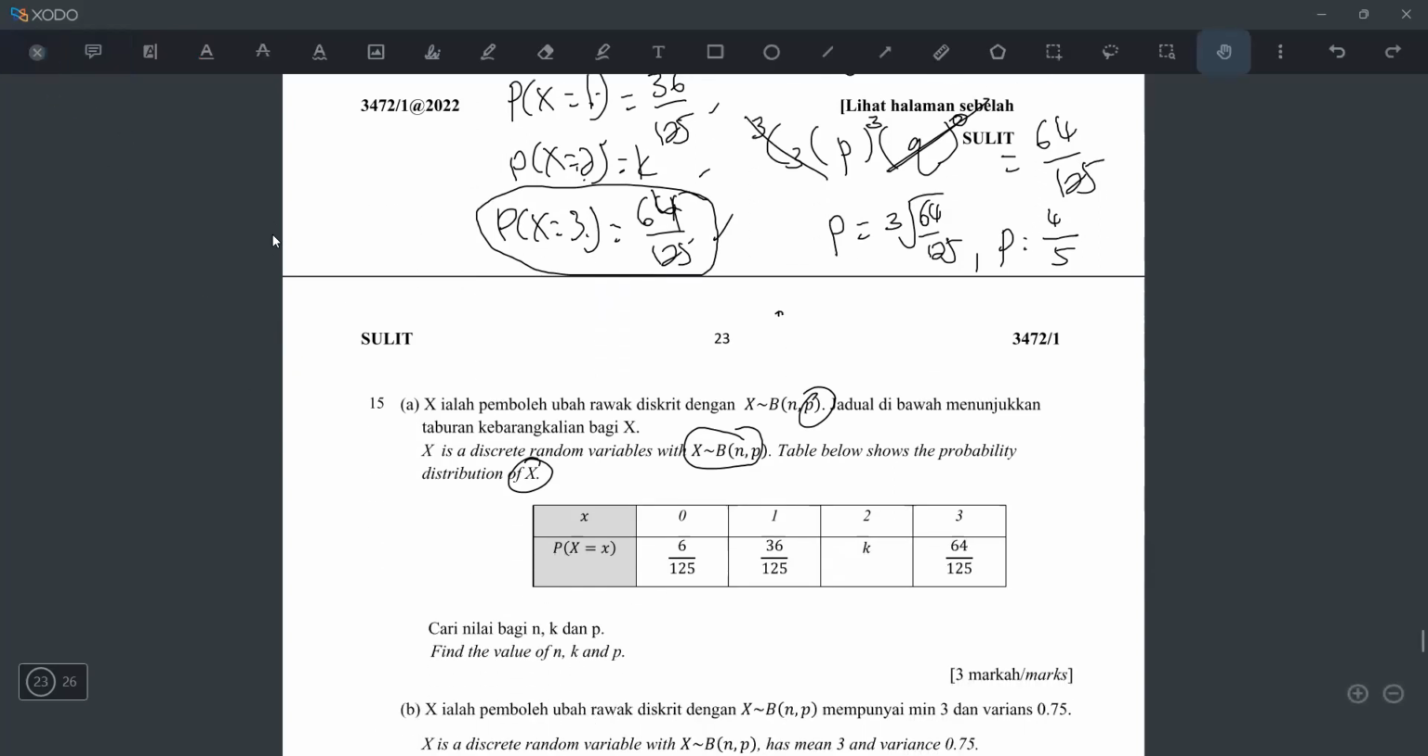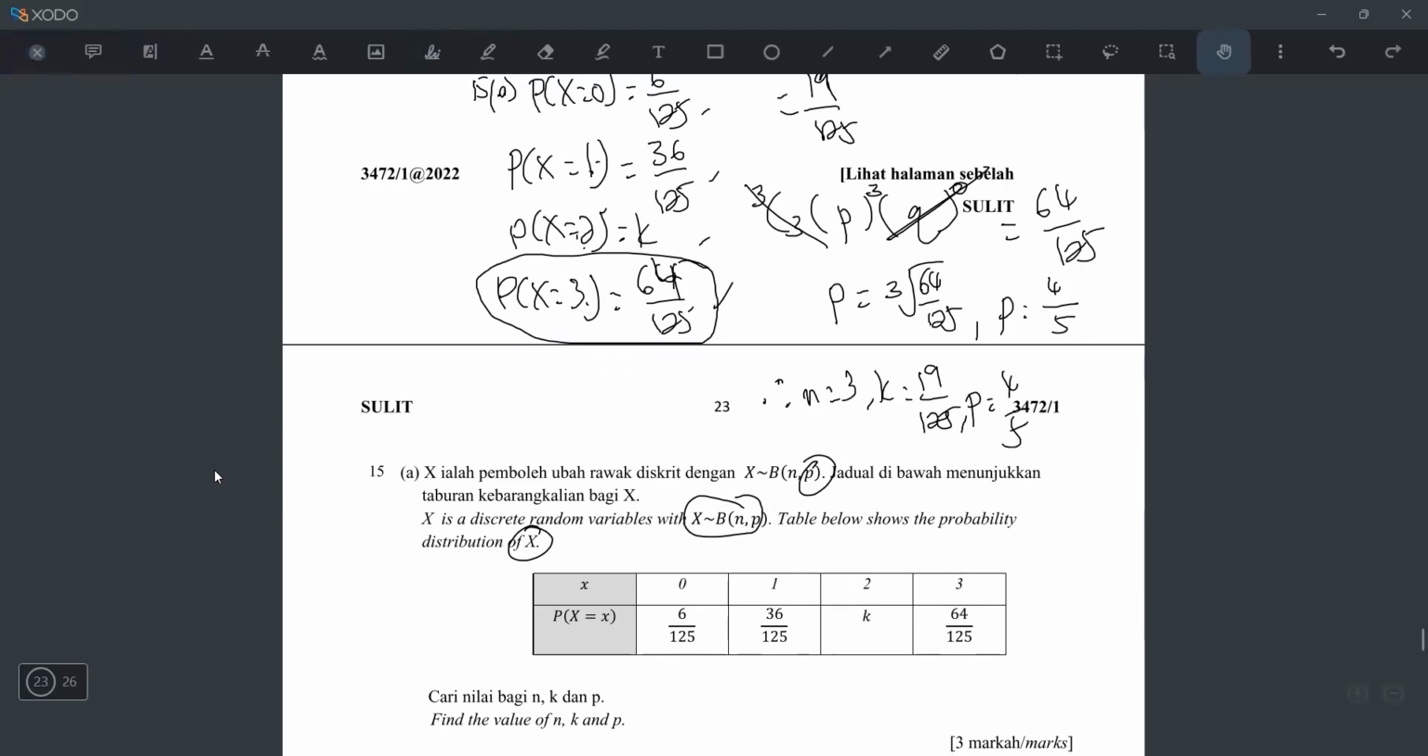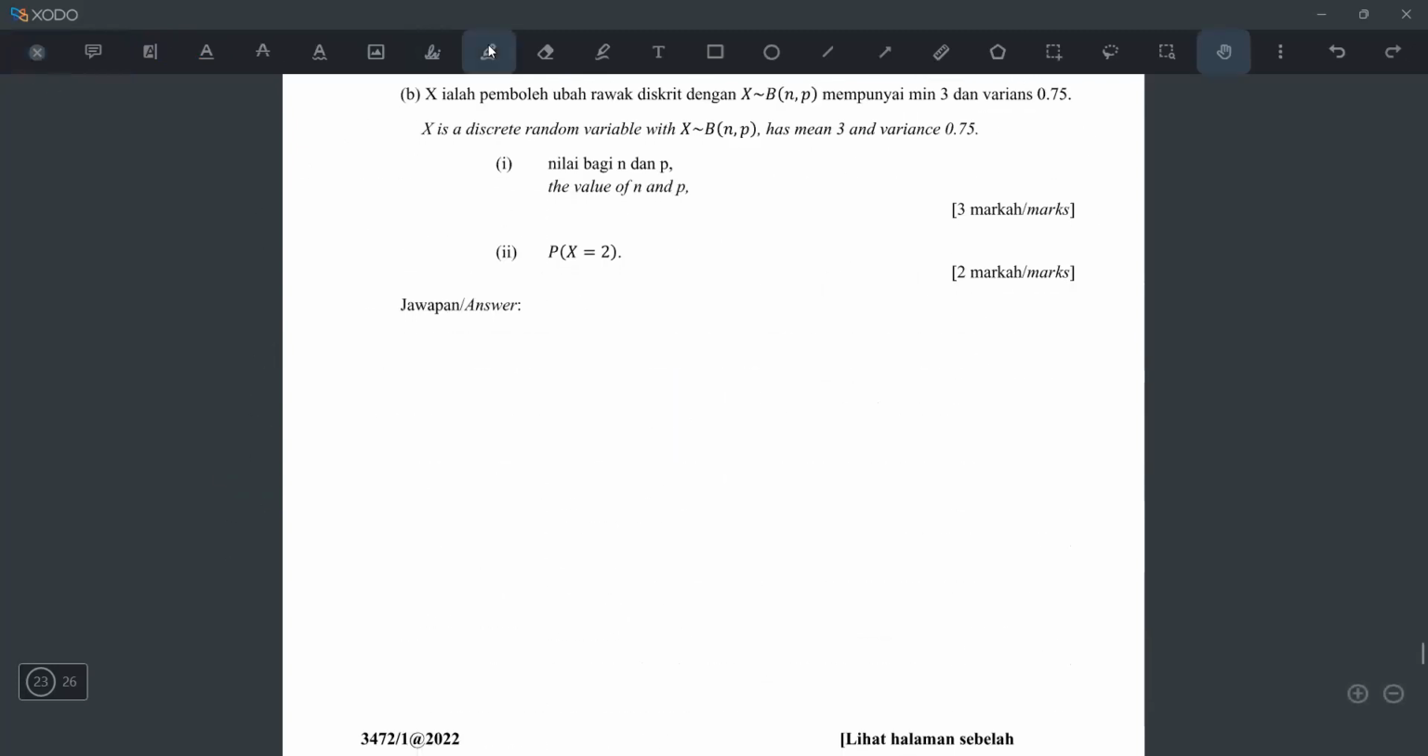So now that's the answer. N equals to 3, and then K equals to 19 over 125, P equals to 4 over 5. They ask us to find N, K, and P, right? So that's the answer. Okay, let's go to part b.